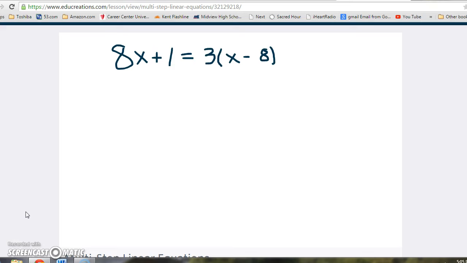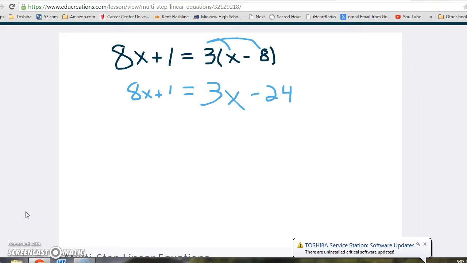Okay, so the first thing we want to do is distribute the 3 to the x, and to the 8, which will give you 24. On the other side, nothing changes. You just bring down your 8x and your plus 1.